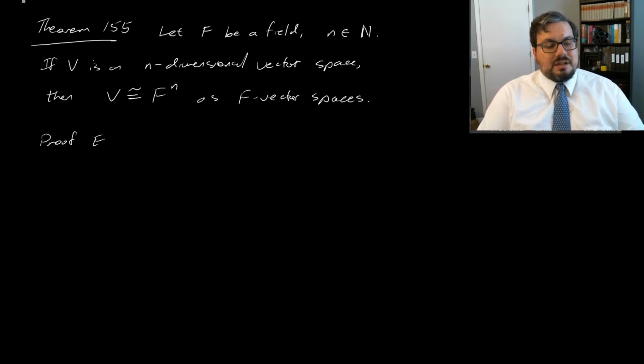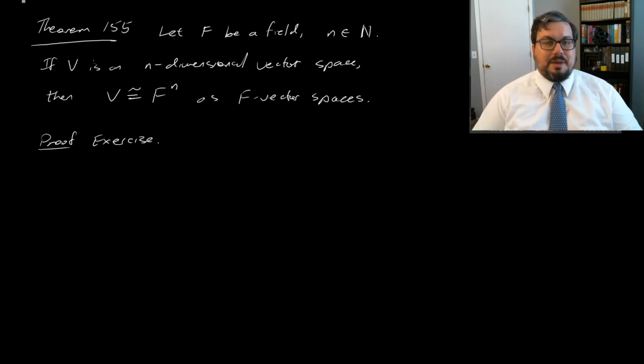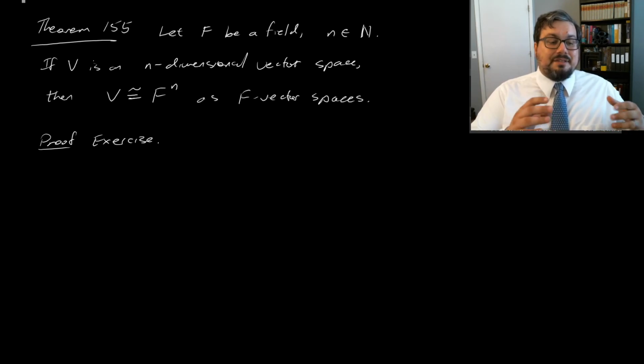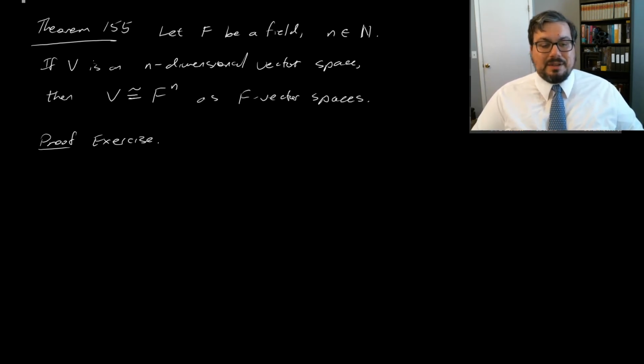As I say, the proof is an exercise. But what this theorem says basically is that there's only one vector space of each dimension up to isomorphism. What this means from an algebra point of view is that if we just study these F^n vector spaces, that incorporates all possible structures of any finite dimensional vector space, which is very nice because these F^n vector spaces have a very nice structure. They've got their standard basis that's very simple to work with, and Theorem 155 shows that every n-dimensional vector space essentially behaves like the F^n vector space that we had before.